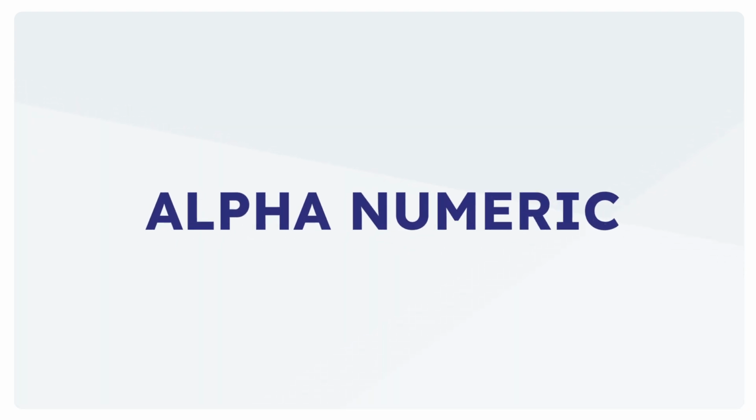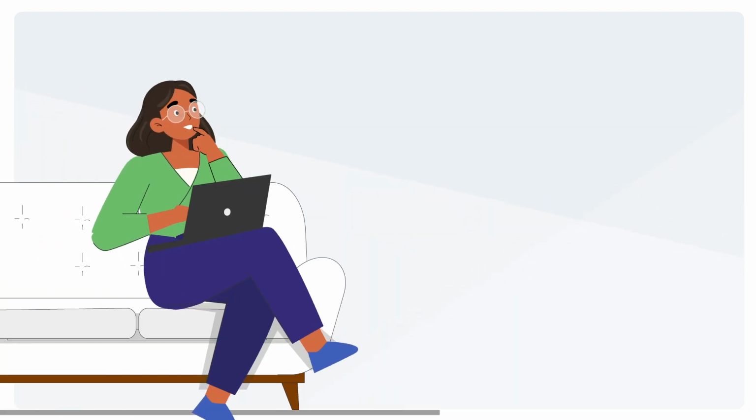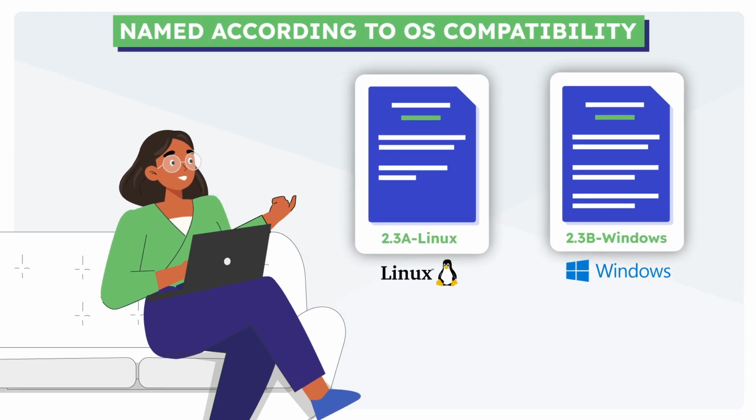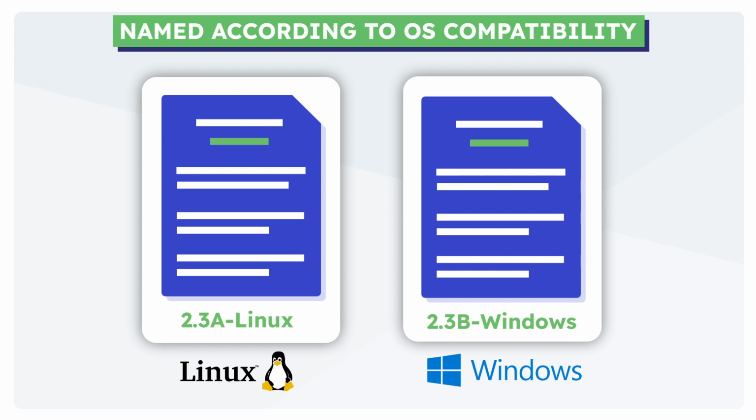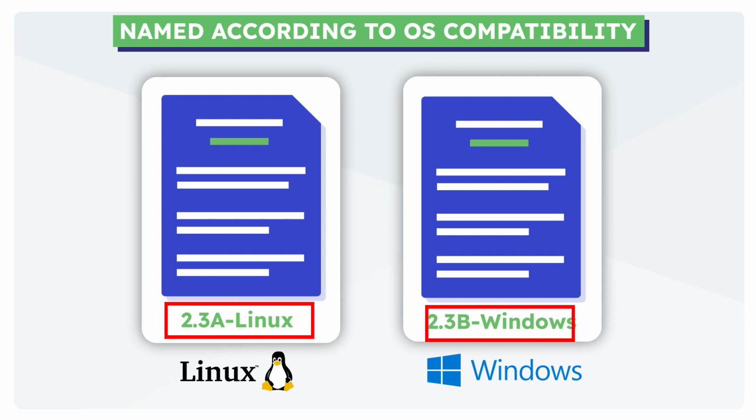Alphanumeric. In this approach, alphabets are prefixed or suffixed to add more information up front. For example, desktop software that works on Windows and Linux operating systems might name versions such as 2.3-Windows and 2.3-Linux.